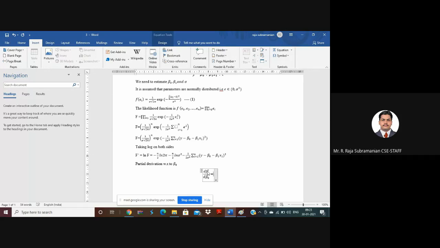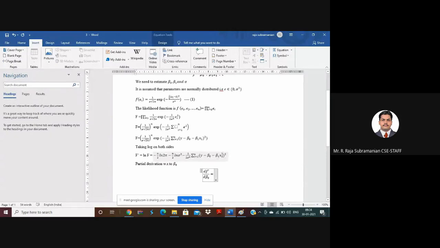It will be equivalent to, now I want to differentiate with respect to beta naught. The minus n by 2 ln 2 pi entirely will be a constant, so remove that constant. Minus n by 2 ln sigma squared is not having any beta naught term, so this is also a constant, eliminate everything. Next, minus 1 by 2 sigma squared into summation i equals 1 to n of (y minus beta naught minus beta 1 x1) the whole square.